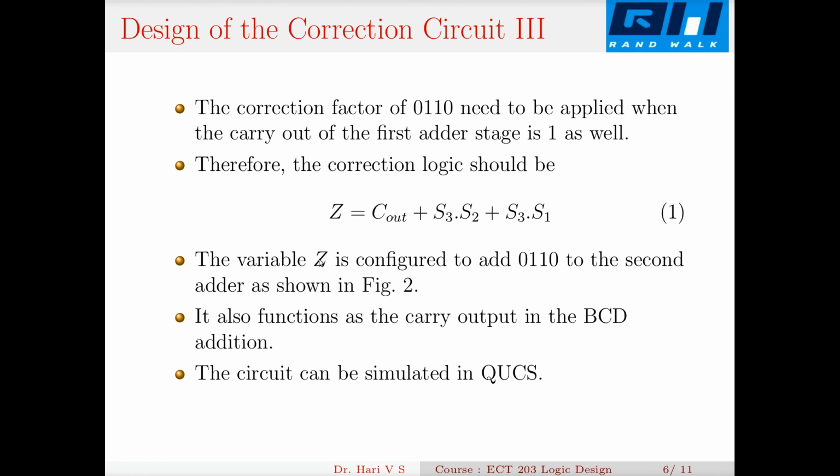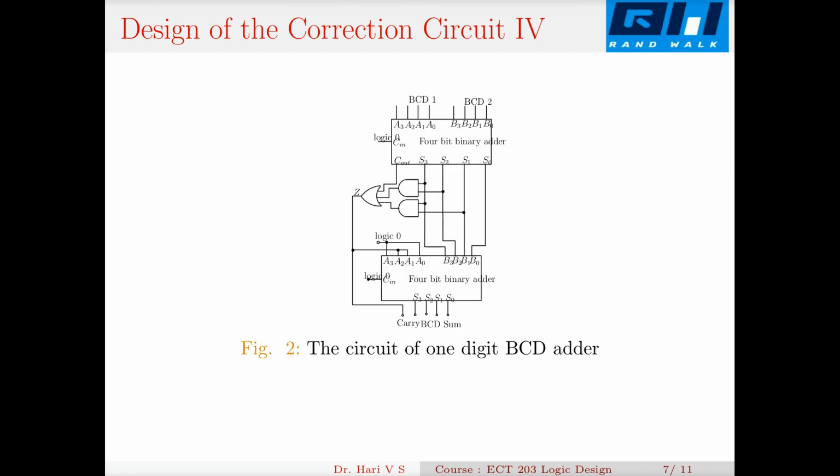Now this variable Z can be configured to add a 0110. Whenever this Z becomes high, 6 should be added to that. So I can configure this variable Z in such a manner that whenever Z is high, it adds a 0110 to the second adder. So that my BCD adder looks like this.